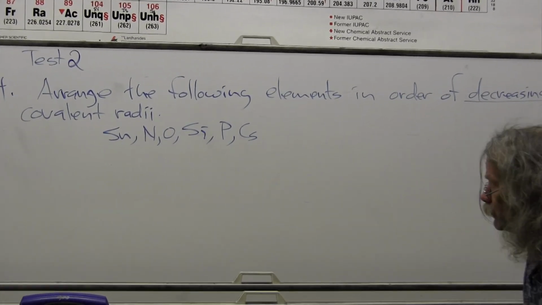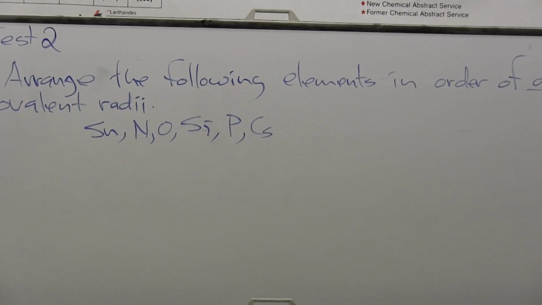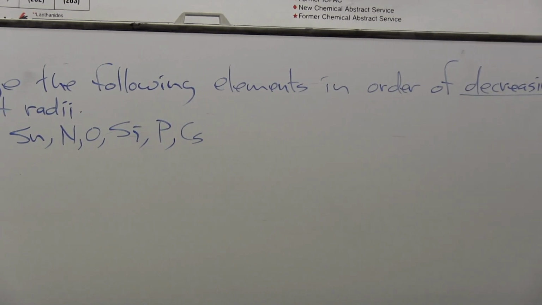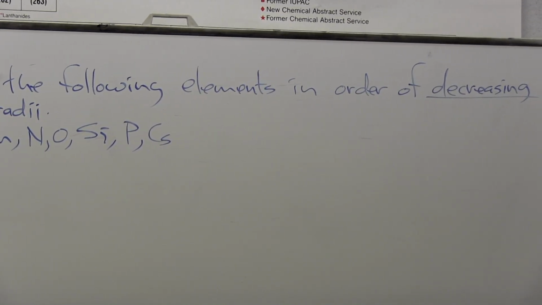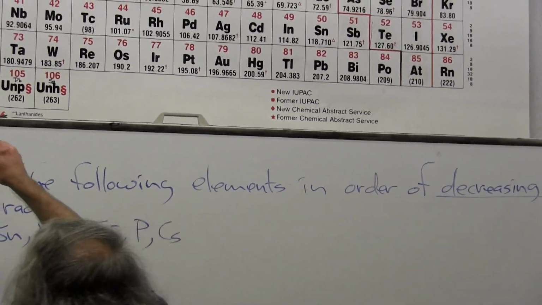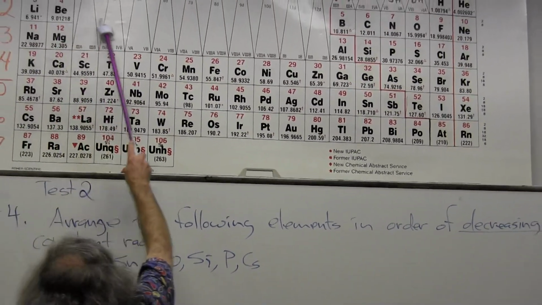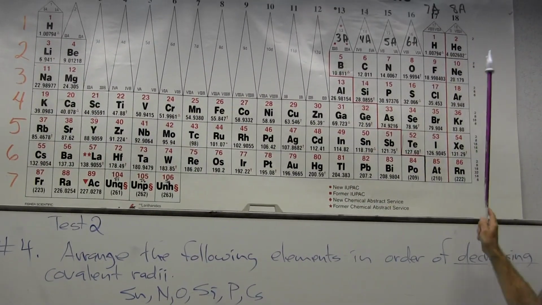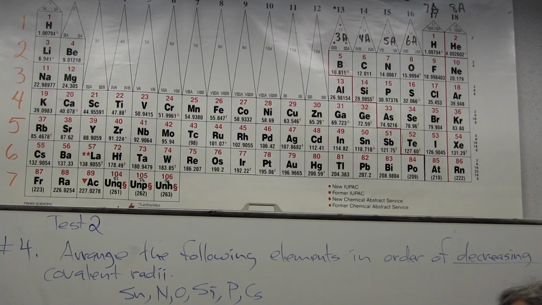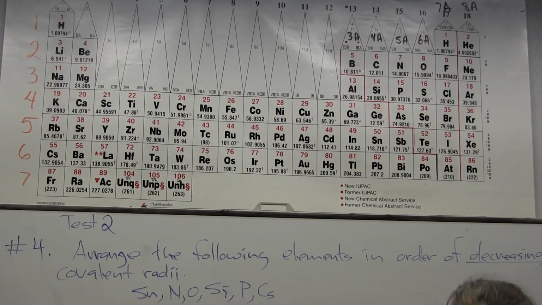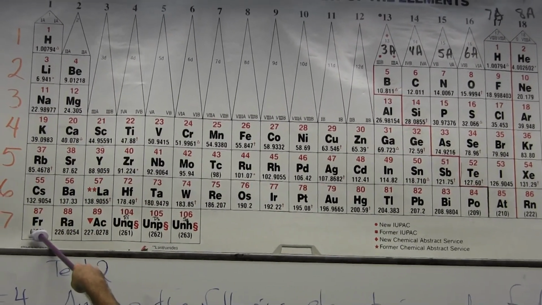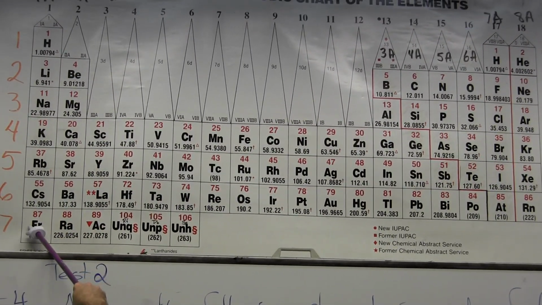So the general trend that we have to take into account here is what happens to the size of the atoms as we proceed across the periodic table. And there are two things we have to know. As we go from left to right, in general, the size gets smaller going across a row. And as we go down a group, the size increases. And that's the big general trend.